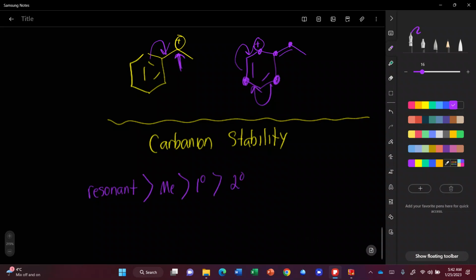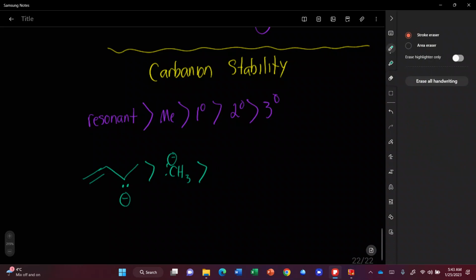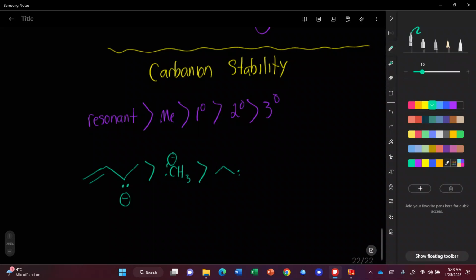going to be more stable than secondary, which is going to be more stable than tertiary, right? Okay, so again, if I have a resonance, so instead of a benzyl resonance, I'll just draw like an allyl-based thing. Okay, so this thing is going to be more stable than that thing, which is going to be slightly more stable than, oh, that's a secondary, which is going to be slightly more stable than that thing, which is going to be slightly more stable than this thing, which is going to be slightly more stable than this thing right here.